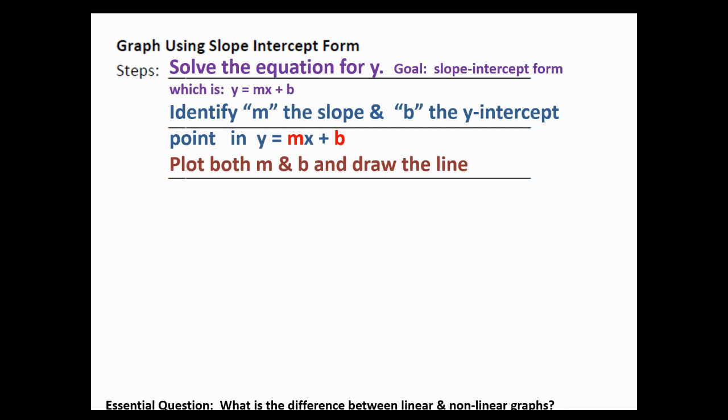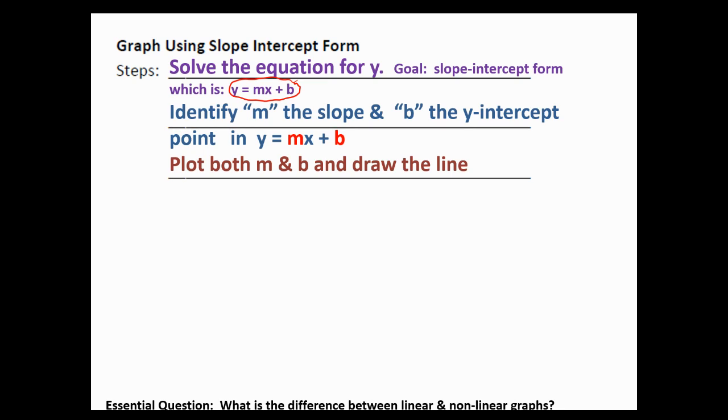Okay, so real quickly, you're going to graph today using slope-intercept form. Yesterday we graphed using a table of values, and we graphed using the x and y intercepts. So today we're going to use what's called slope-intercept form. It's a very efficient way to graph a line. So the first step is to solve the equation for y. Your goal is to get what's called slope-intercept form, y equals mx plus b.